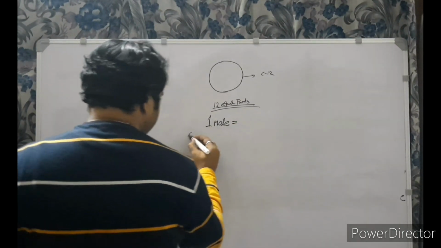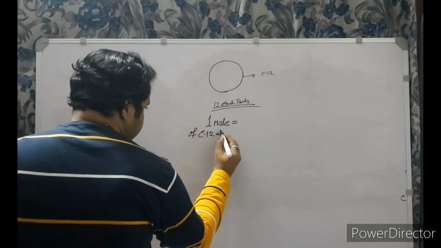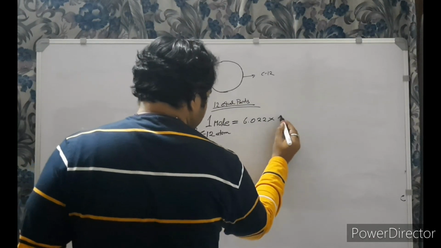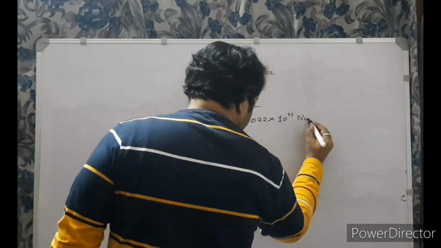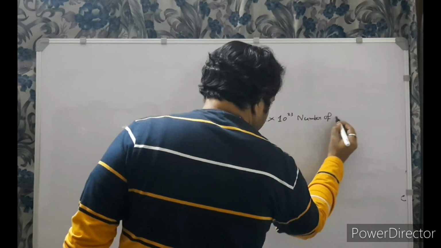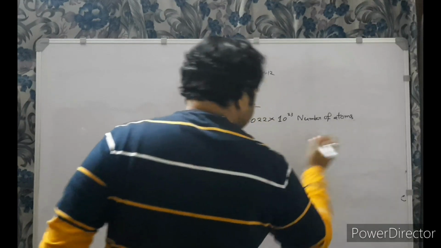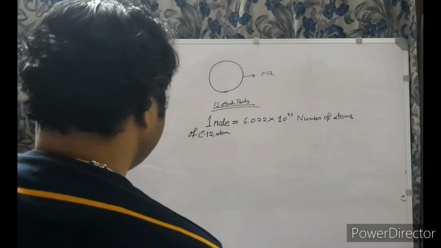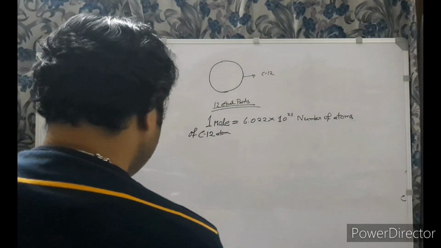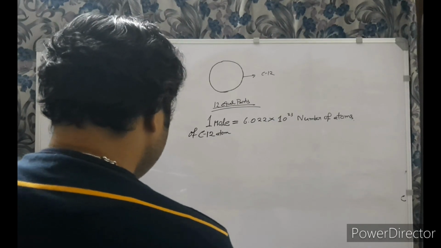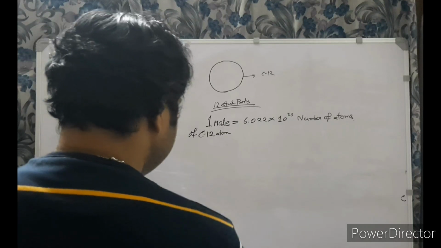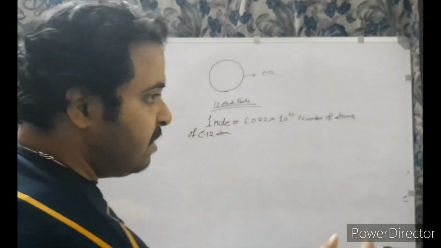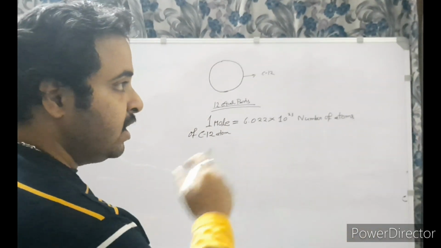1 mole of carbon 12 atom has 6.022 into 10 to the power 23 number of atoms, right? 1 mole of carbon 12 atom has 6.022 into 10 to the power 23 number of atoms, and when this much element was measured, then in each case it gave the same numerical value of the AMU, right?